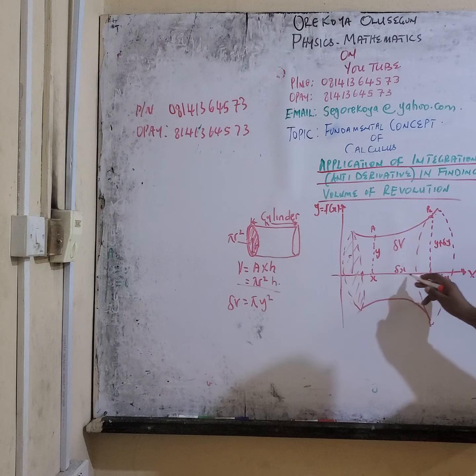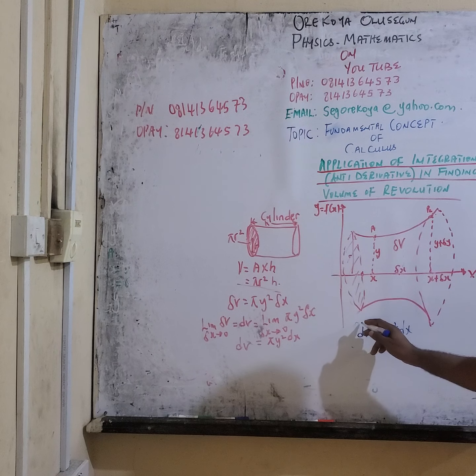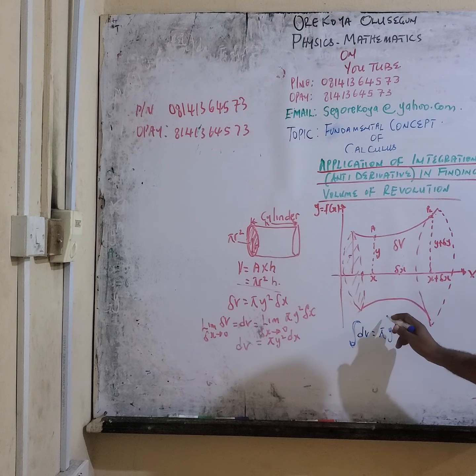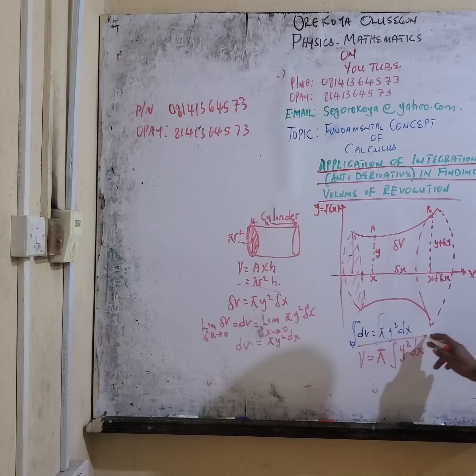To find the total volume of this solid of revolution, we integrate both sides. That means integrating the infinitesimal, tiny volumes, and then we integrate the other side. The constant can be taken outside the integration sign. The integration of dv is v. So it will be equal to pi, which is a constant, you take it outside the integral, times the integral of y squared dx. So this is the formula for the volume of revolution.